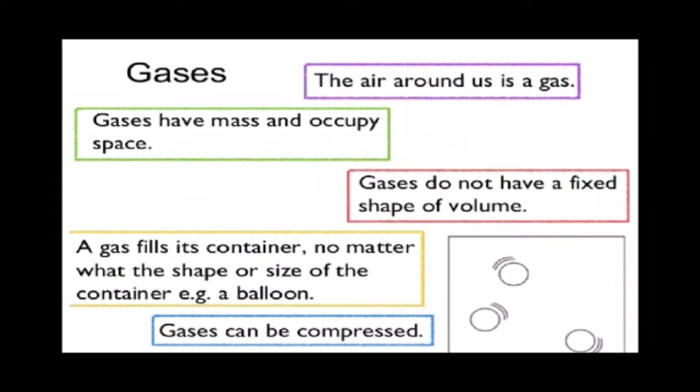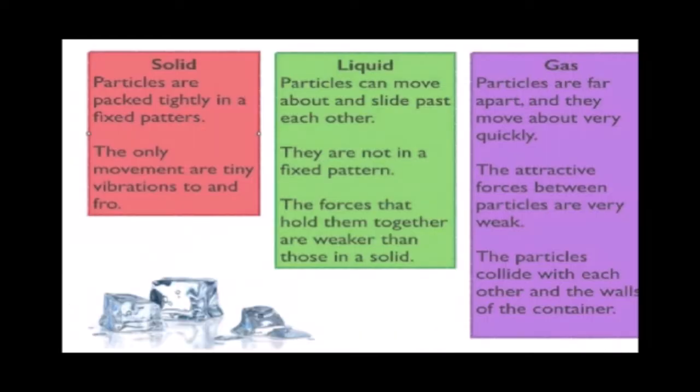Gases. The air around us is a gas. Gases have mass and occupy space. Gases do not have fixed shape or volume. A gas fills its container no matter what the shape or size of the container. Example, a balloon. Gases can be compressed. The cylinder that comes into our houses has butane gas, which is in compressed form inside the cylinder.